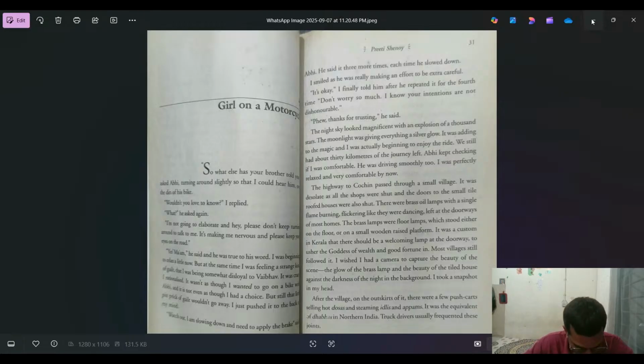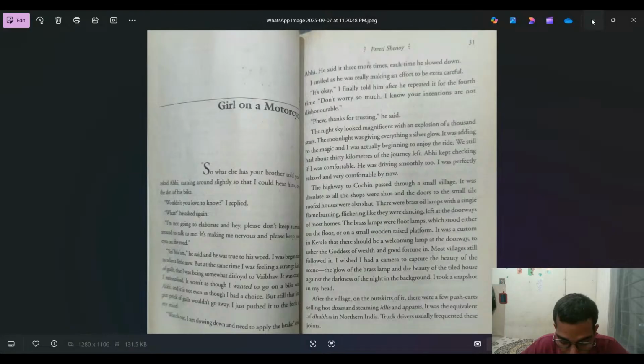Watch out! I am slowing down and need to apply the brake, said Avi. He said it three more times, each time he slowed down. I smiled, as he was really making an effort to be extra careful. It was okay, I finally told him after he repeated it the fourth time. Don't worry so much. I know your intentions are not dishonorable. Thanks for trusting, he said.